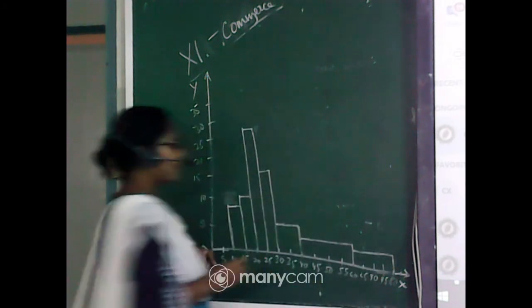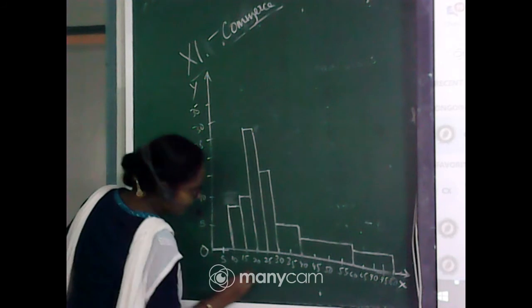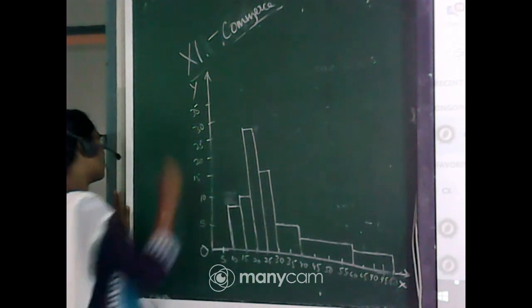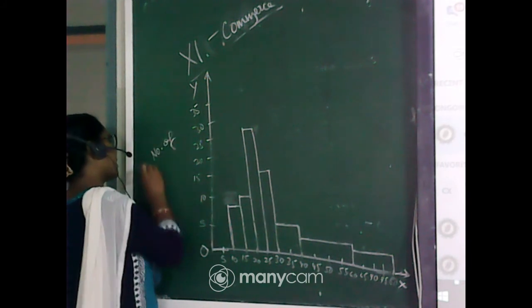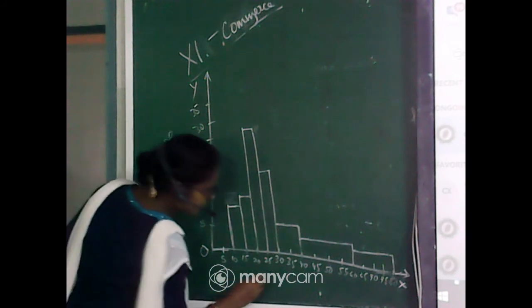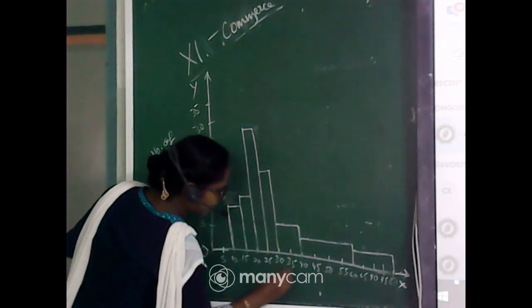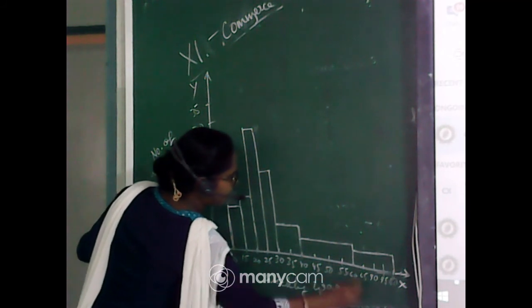Okay, completed. Understood or not? In the vertical axis, write down the number of workers, that means here you measure the frequency, number of workers. And in the horizontal axis, write down weekly wages in rupees.